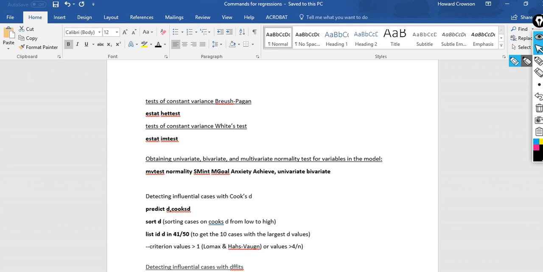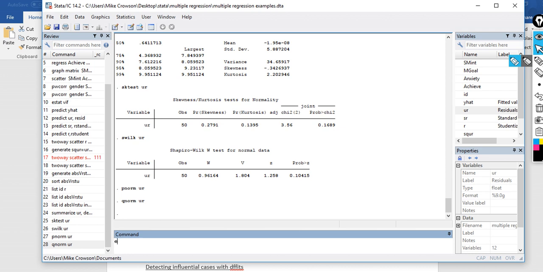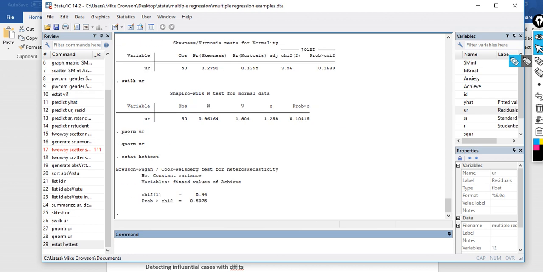So at any rate, we'll take this information right here. If I just type in estat hettest down here, then I get a significance test. This is the Breusch-Pagan test, and it's testing again the constant variance assumption.